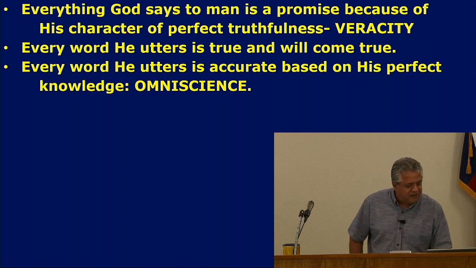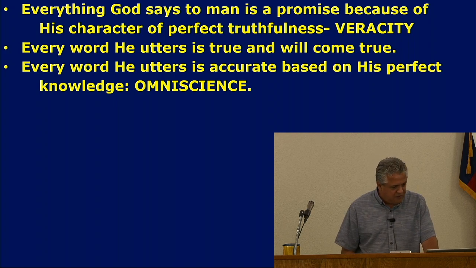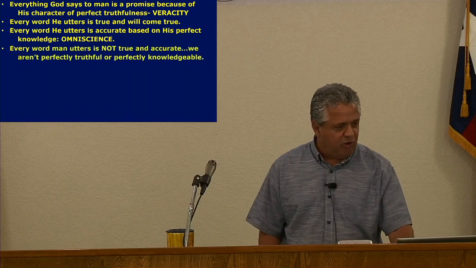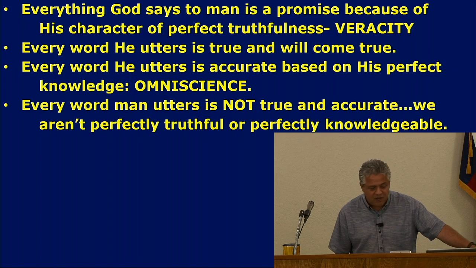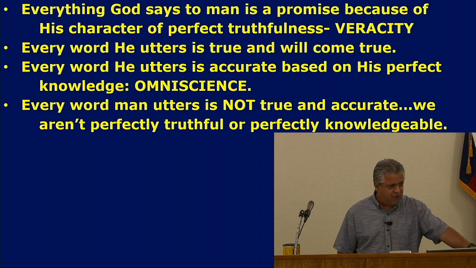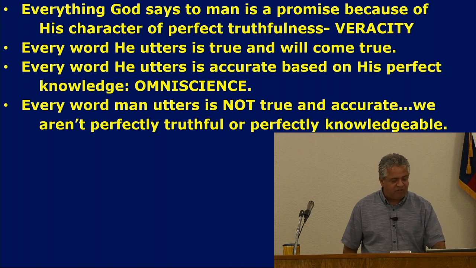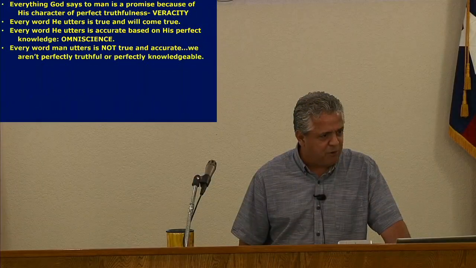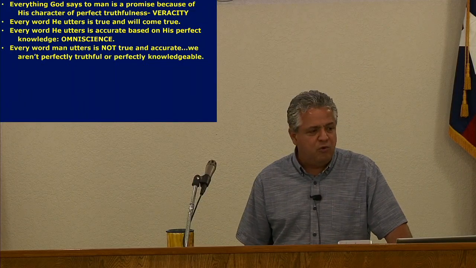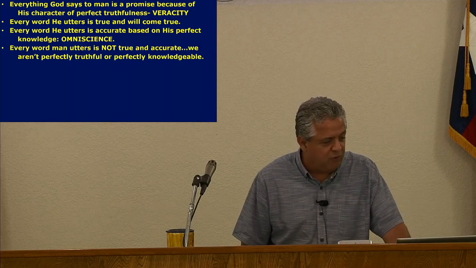This is the way he's teaching us of his character through the way he writes these things in the scriptures. All these things I could show you in chapter and verse where God says he's perfect truthfulness, where he's perfectly omniscient, he knows all things. Every word man utters, in contrast to God, is not true and not accurate. I'm not saying no word that man utters is true and accurate. I'm saying not every word that man utters is true and accurate, because we are not perfectly truthful or perfectly knowledgeable. So man has a problem. I can't simply say something and you hold it as perfect truth and perfect accuracy. God can. And everything he utters is perfectly true.